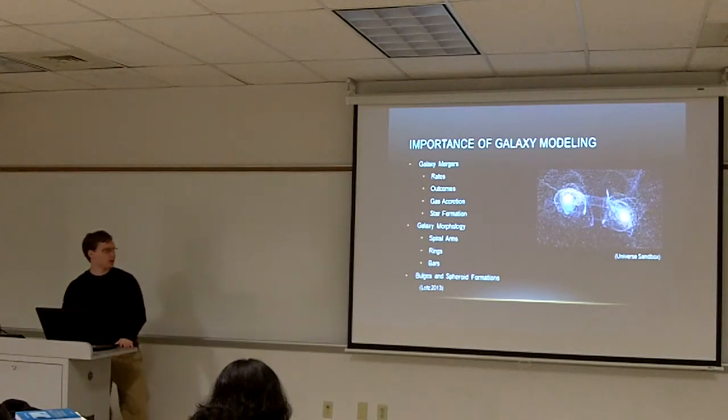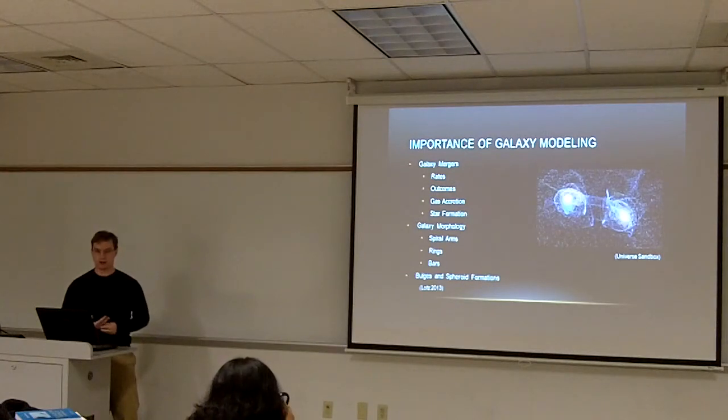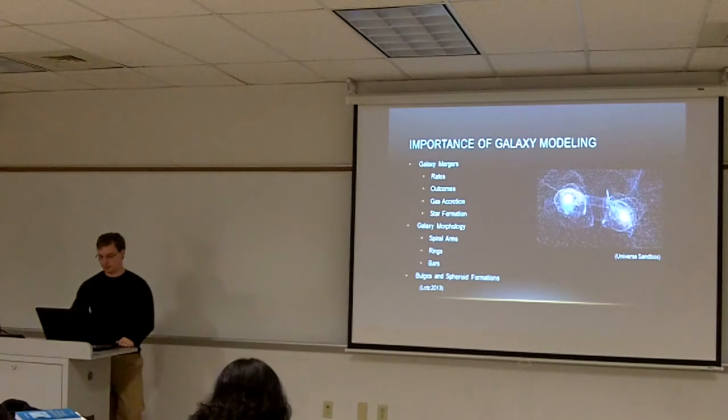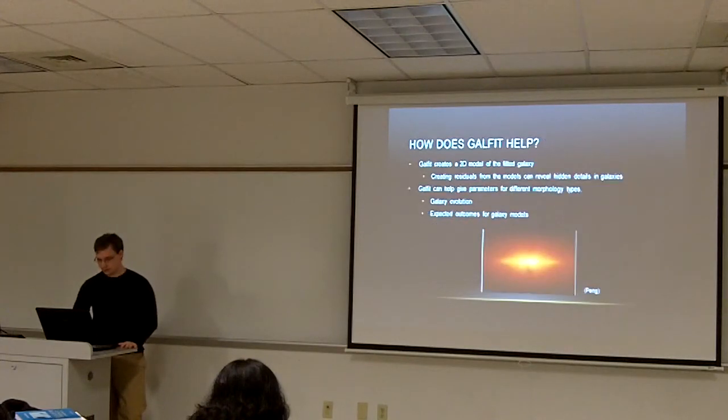Galaxy mergers are a big thing. You figure out the rates of galaxy mergers, their outcomes, gas accretion, star formation. And then what I'm focusing on is more about the galaxy morphology, specifically type SAB. And then models can go to spiral arms, rings, bars, and then the different types of bulges, spheroidal, dwarf galaxies, and all that sort of stuff.